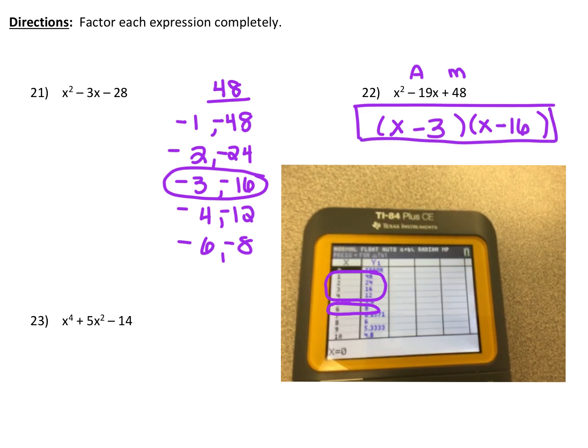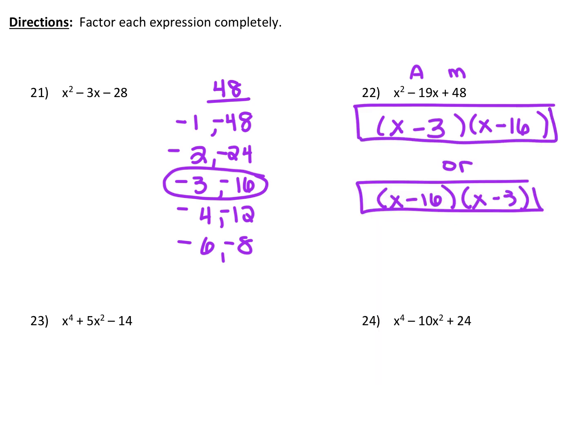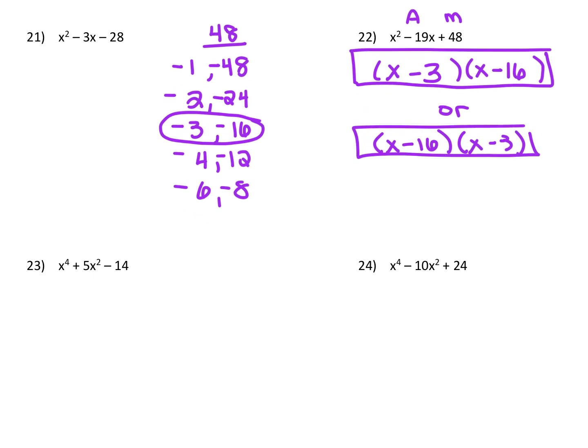And remember, if you prefer to write it in the other order, so having the x minus 16 first and then the x minus 3, that's totally fine. These both are equivalent and they both mean the same thing. All right, now let's take a look at number 24. And I think from this point forward, I'm going to skip listing out all of our factors like this. I think I'm going to leave that up to you to do, okay? So we're just going to jump right to it.